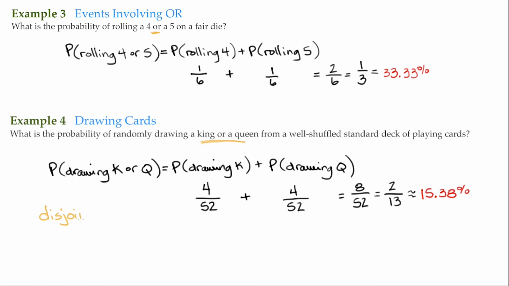And since they're known as disjoint events, they cannot happen simultaneously. We can simply say that the probability of A occurring or B occurring is going to be equal to the sum of their individual probabilities. The probability of A plus the probability of B. And there you go.